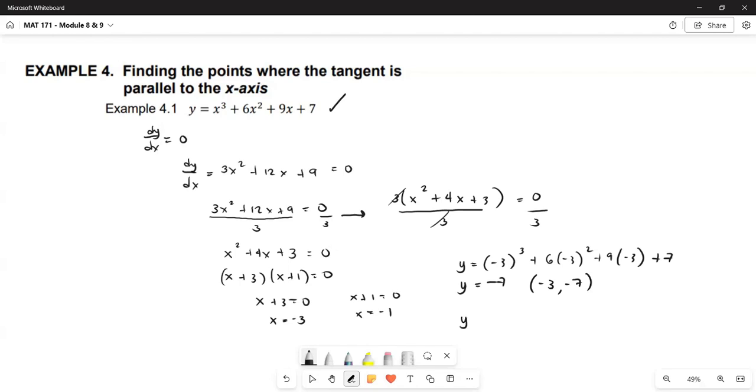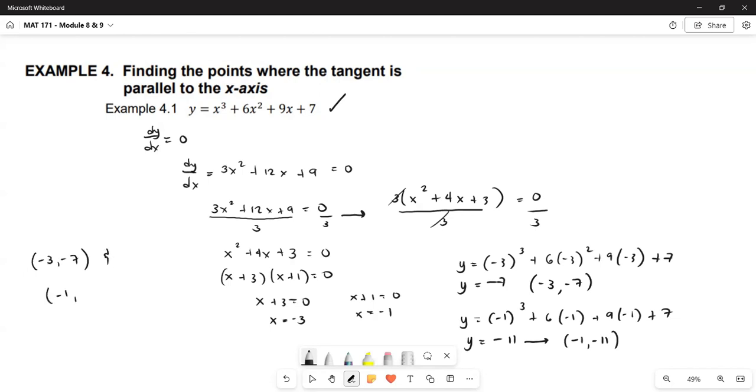So yung isa pa is y is equal to negative 1 cube plus 6 negative 1 plus 9 negative 1 plus 7. Therefore, y is equal to negative 11, or magiging negative 1, negative 11. Okay? So therefore, yung pinapahanap na points where the tangent is parallel to the x-axis ay yung negative 3, negative 7, yun yung first point, and negative 1, negative 11. So yun yung sagot natin.